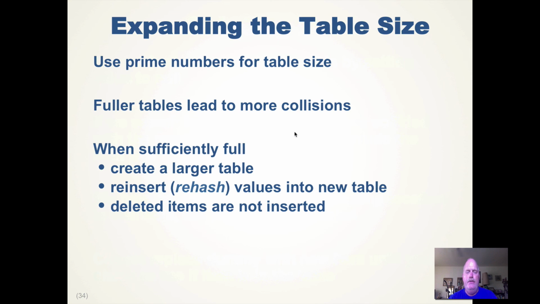So expanding the table size: if you get close to being full, we'll want to grow this table. It's good to choose a prime number for your table size, and fuller tables lead to more collisions. So when it is sufficiently full, and that's up to you as the implementer of the hash table, we want to create a larger table, and we don't copy the items over because it has a different size. It has a different hash algorithm, the mod by the size, so we reinsert or rehash the values into the new table. So we recalculate the hash code, mod it by the new table size, and insert the item into the table, doing our probing if we need to, and we don't need to insert deleted items. We ignore them because they're gone. So it's quite easy to expand the table size. We just have to reinsert all the items in the new table because they have a new index.